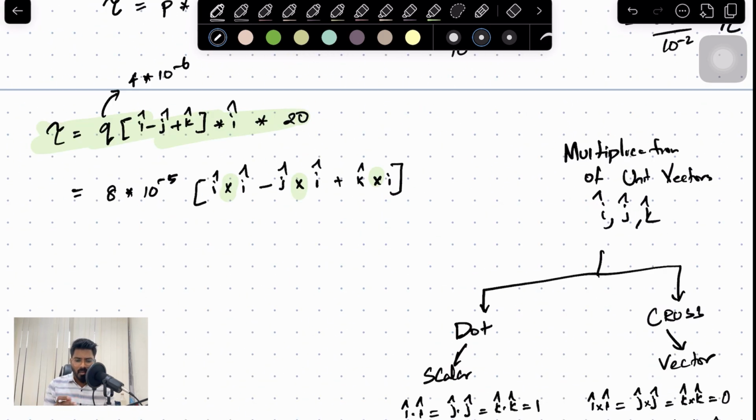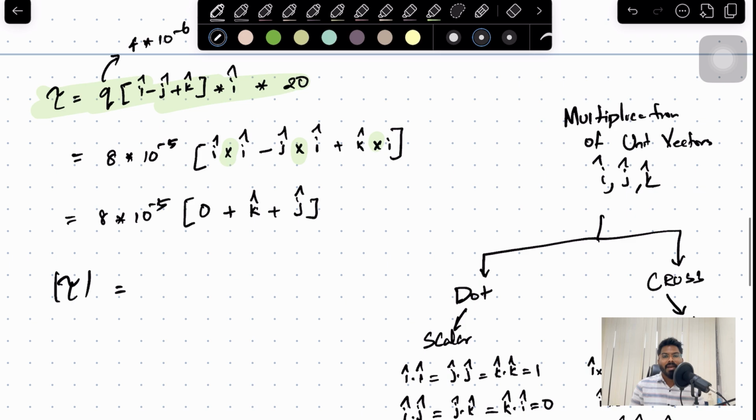Now let us come back and apply this idea here. So 8 into 10 to the power minus 5, I cross I should give us 0. J cross I should give us minus k, so it becomes plus, plus k cross I would give us j cap. So this is the vector we have. Now we don't just want the vector. I want the value which is tau, magnitude of tau.